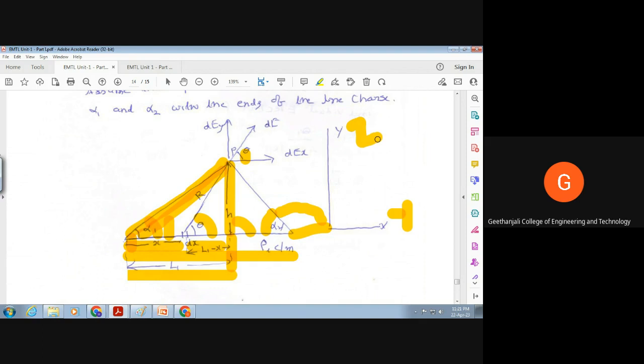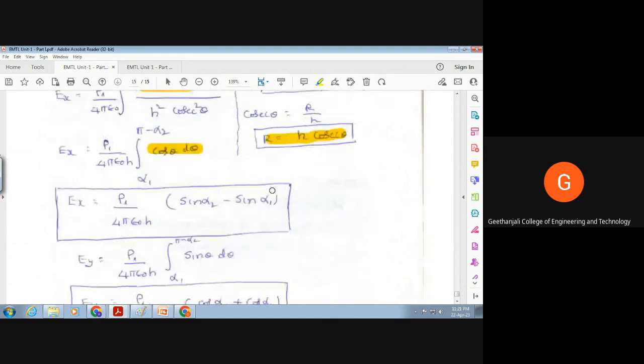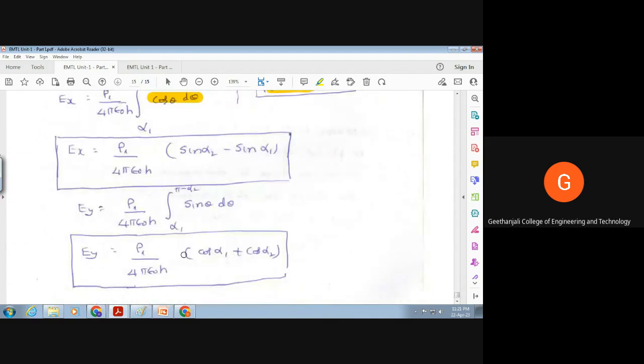So don't remember these expressions as Ex and Ey. Rather, you need to remember them as the x component, the parallel component, horizontal to the line charge. What is the y component? Normal to the line charge. So for the horizontal component, you get sin alpha 2 minus sin alpha 1, and for the normal component, you get cos alpha 1 plus cos alpha 2.